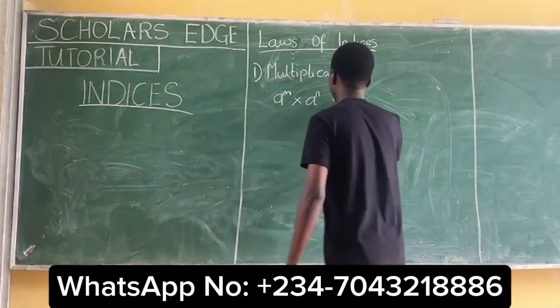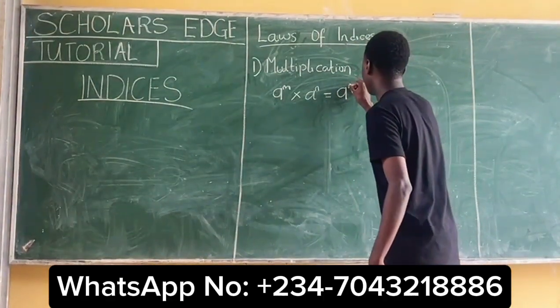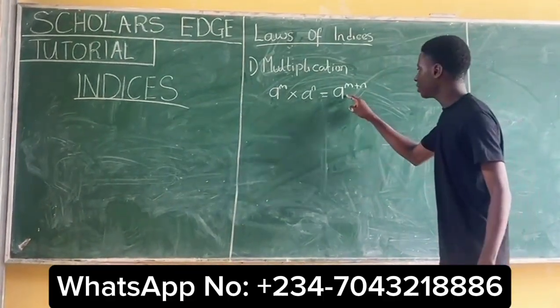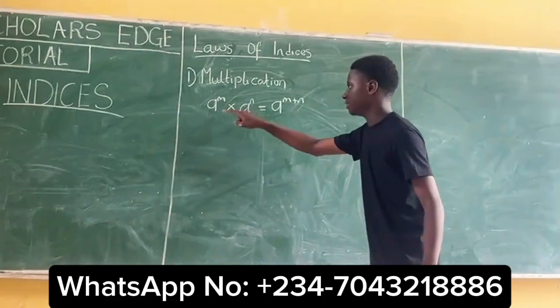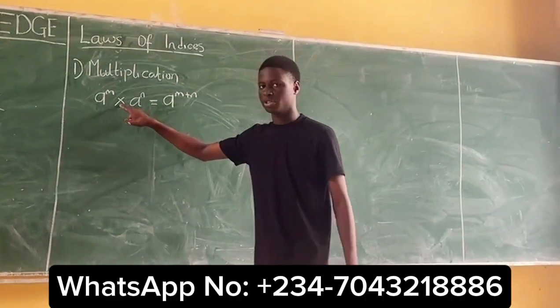So this will give us a to the power of m plus n. Why do we do this? Because the bases are the same. This is only applied to the multiplication law.